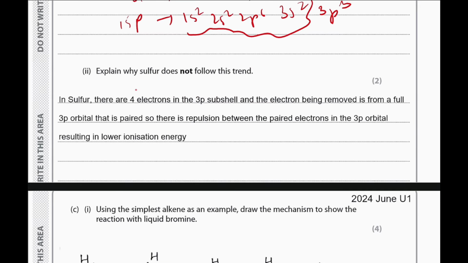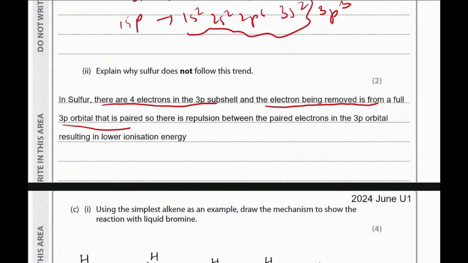Now they said explain why sulfur does not follow this trend. Now you have to understand this. As they said here, in sulfur there are 4 electrons in the 3p subshell, and the electron being removed is from a 3p orbital that is paired. So yes, there is a repulsion between the paired electrons.